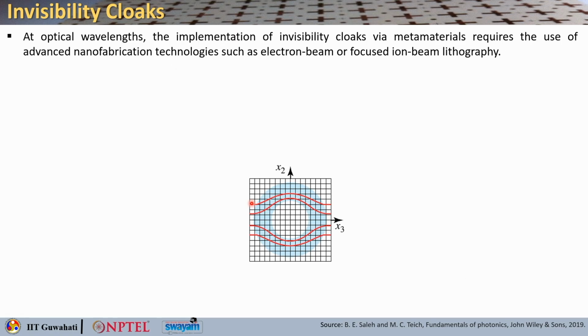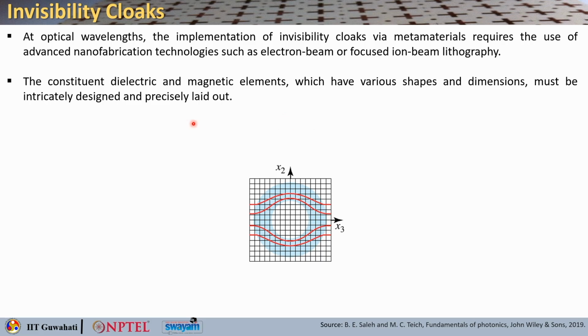So you will be able to get an invisibility cloak, but you can see that the constraints from coordinate transformation or transformation optics resulting in the new material properties of permittivity and permeability are really challenging. So at optical wavelengths, the implementation of invisibility cloaks via metamaterials will require really advanced nanofabrication techniques such as electron beam or focused ion beam lithography. The constituent dielectric and magnetic elements, which have various shapes and dimensions, must be intricately designed and precisely laid out.